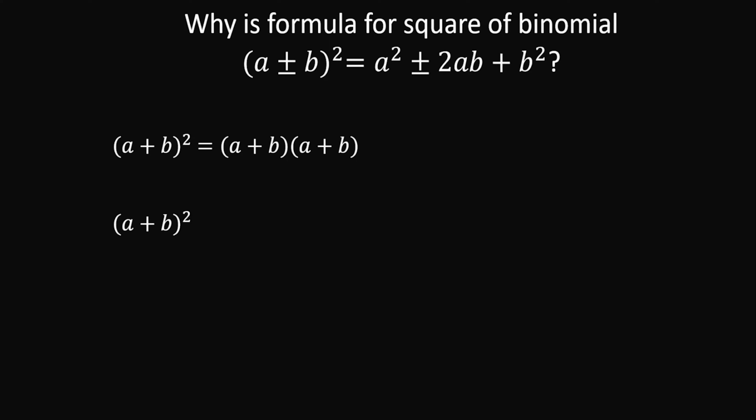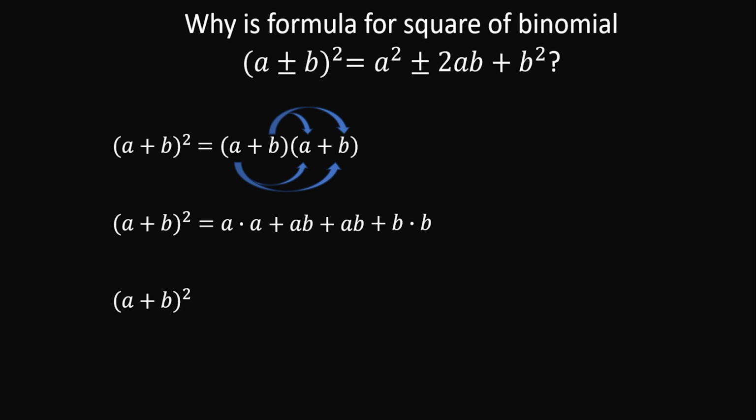So, (a plus b) squared must be equal to a times a plus a times b. Now, we can multiply b times a and b times b. So, as you can see, we get that (a plus b) squared is equal to a times a, which is a squared, plus ab and ab together are 2ab, plus b times b, which is b squared, and here we have it, our proof for the square of a binomial.